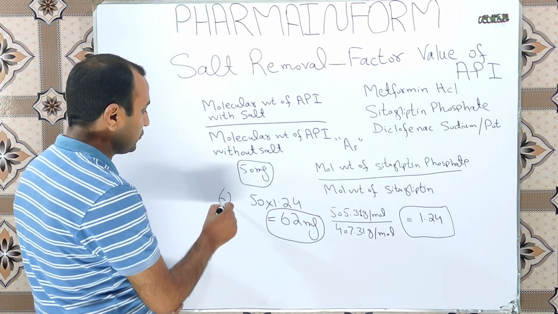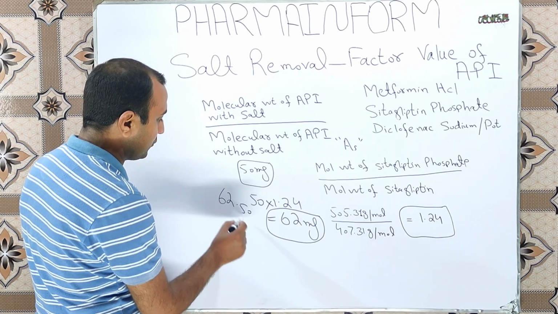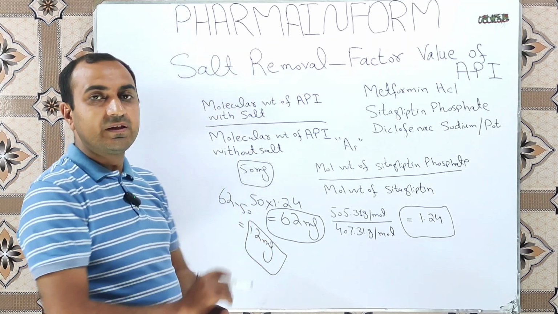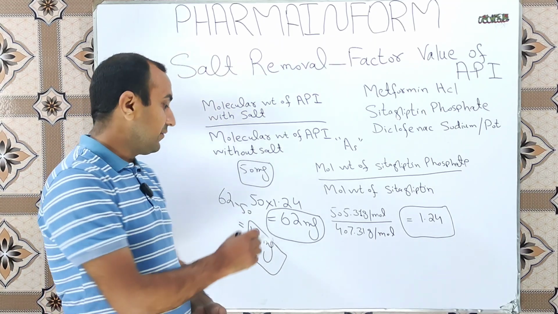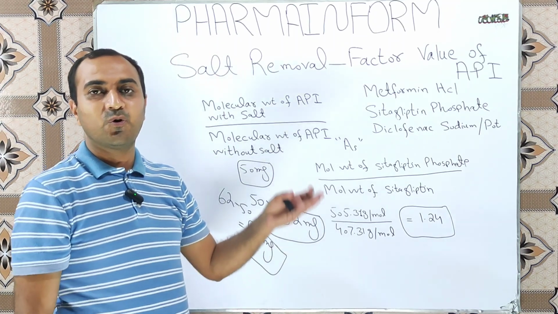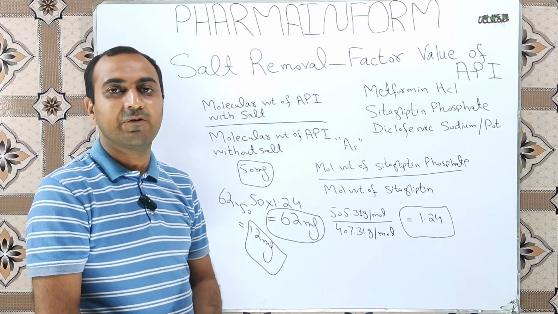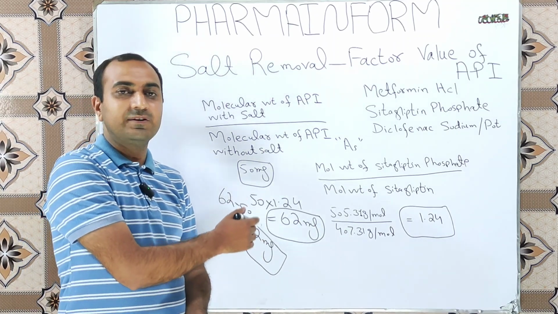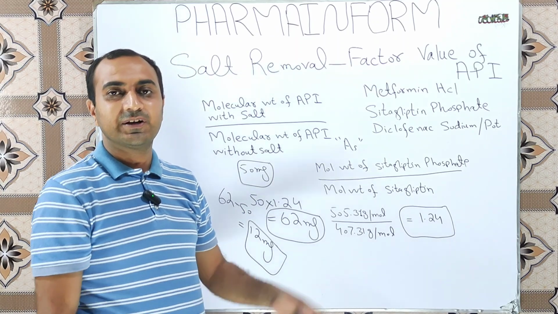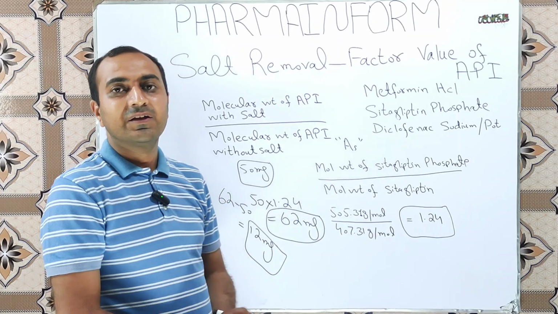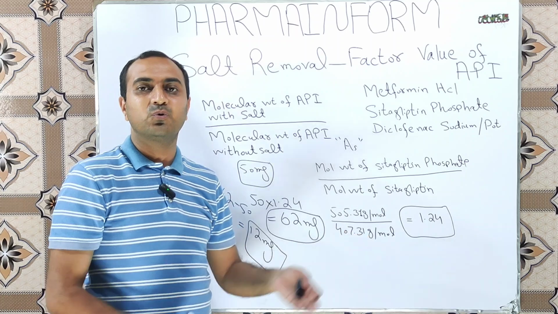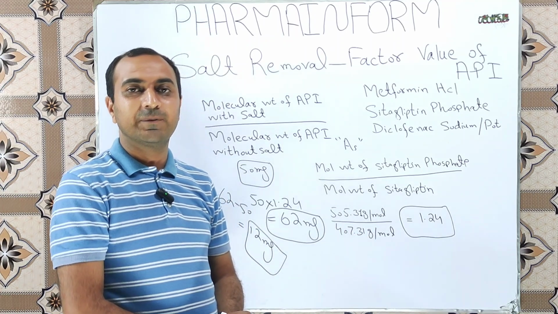Meaning 62 minus 50 is equal to 12 milligram. This 12 milligram is the phosphate from the 62 milligram and the remainder will be the sitagliptin. So our required potency of 50 milligram will be fulfilled when we use 62 milligrams of sitagliptin phosphate. This statement is represented as 62 milligrams of sitagliptin phosphate is equivalent to 50 milligram of sitagliptin.